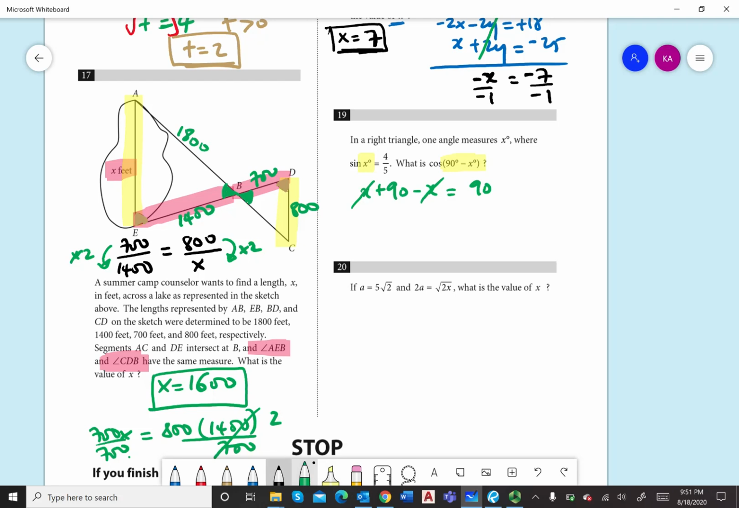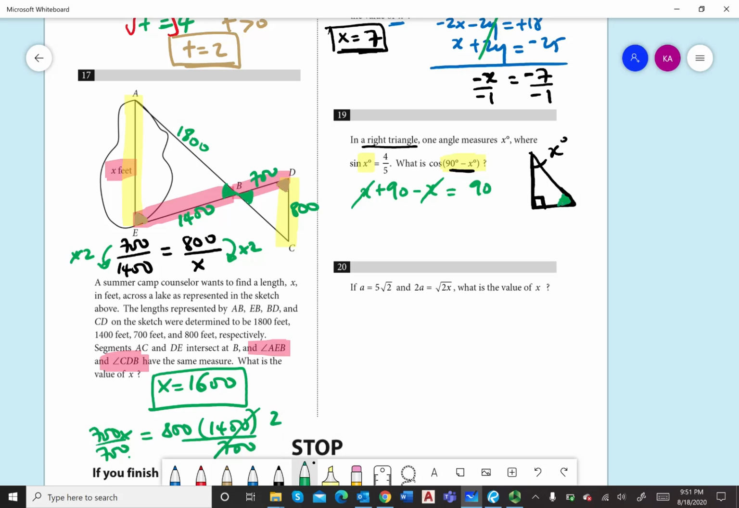And then it says in a right triangle. So I have a right triangle. Well, it's definitely not the right angle, right? Because it's one of the other 2. So if this is the x, this here must be the other angle.